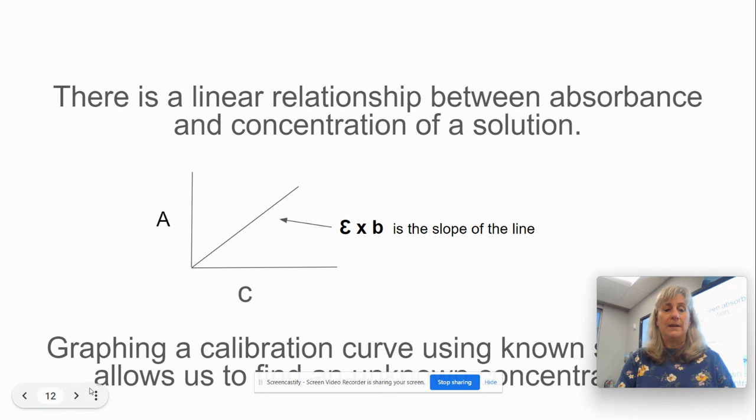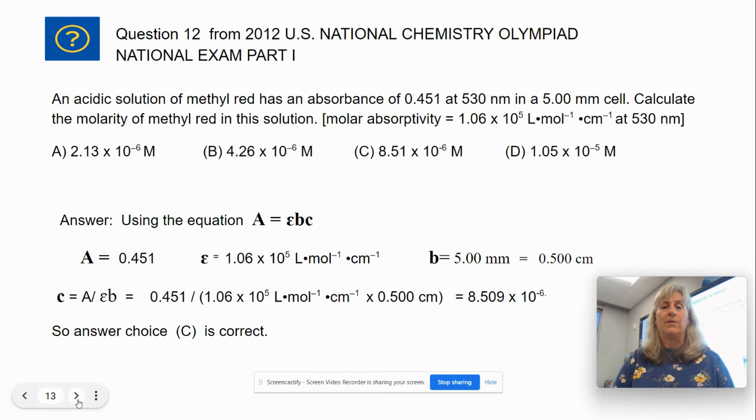So on the Olympiad test, there are various questions. This first question that I found was from the 2012 National Part 1 exam, and I'll just read it. An acidic solution of methyl red has an absorbance of 0.451 at 530 nanometers in a 5 millimeter cell. Calculate the molarity of methyl red in this solution. The molar absorptivity is 1.06 times 10 to the fifth liters per mole per centimeter at 530 nanometers.